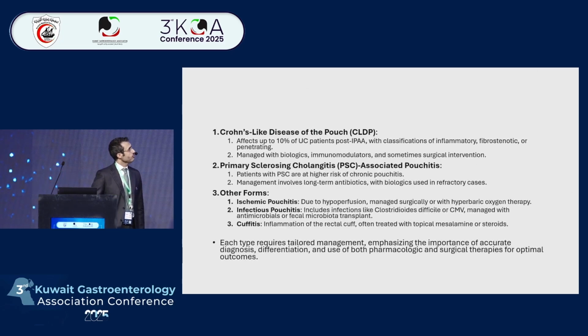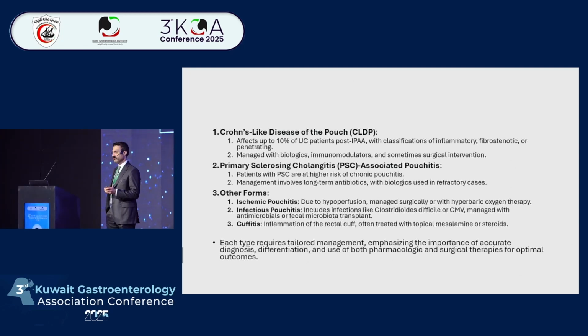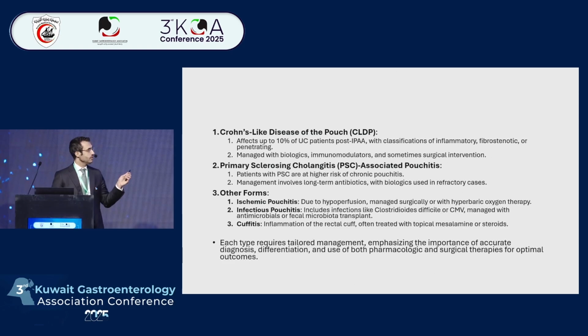Crohn's-like disease of the pouch, as I mentioned earlier, usually affects 10% or fewer of those patients, and they start to have a Crohn's disease phenotype, such as fistula, fibrostenotic disease, or pre-pouch ileum disease. Those patients may need advanced therapy. Primary sclerosing cholangitis associated with pouch is also put by the American College of Gastroenterology as a separate entity, because those patients usually have a difficult-to-treat phenotype. Pouch with PSC is usually difficult to manage, and they usually require advanced therapy. We don't know exactly why, but there are theories about microbiome alteration with PSC.